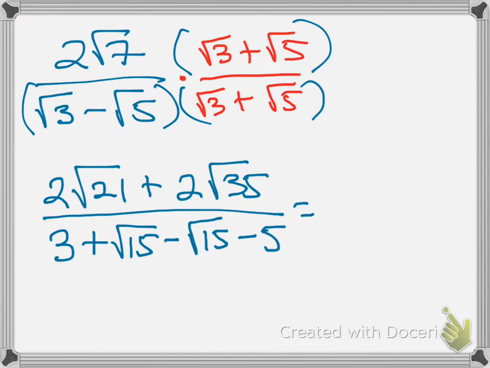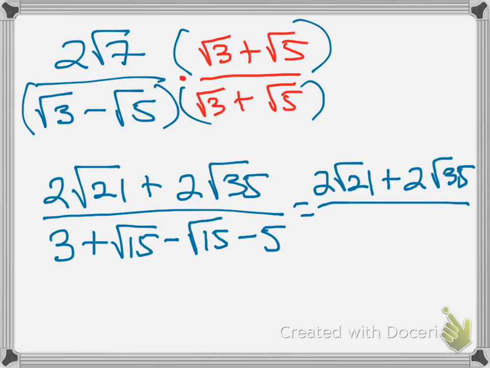Let's look at the numerator first. 21 does not have any perfect square factors, so that can't be simplified. It's just going to have to stay as 2 times the square root of 21. Same with 35, no perfect square factors there, so that's just going to have to stay as the square root of 35. If you wanted to factor out that 2, we might be doing that at the end of this, we will see. But right now, the numerator's as good as it's going to get for the moment.